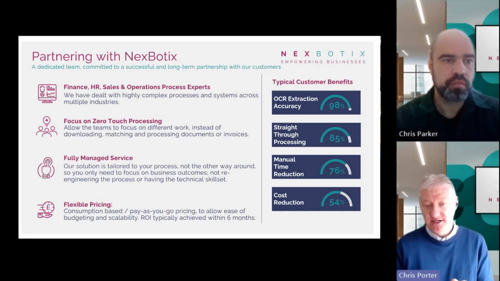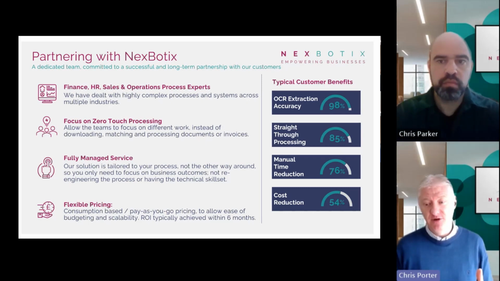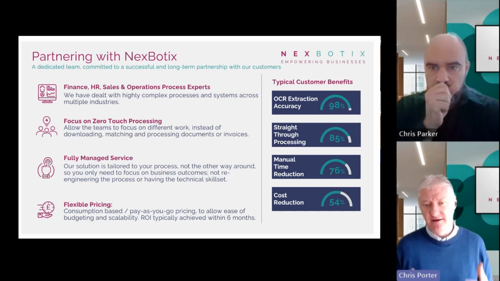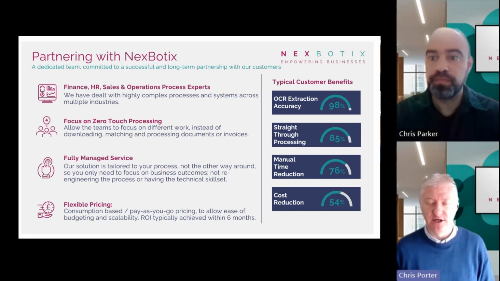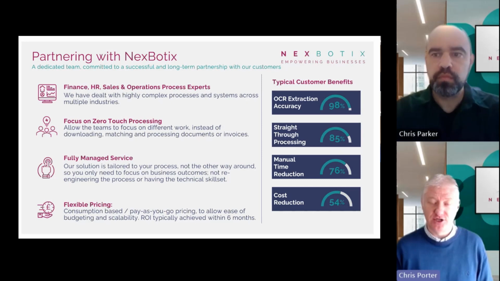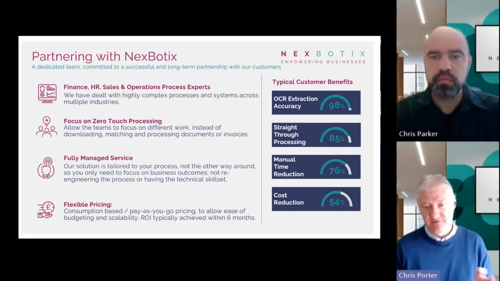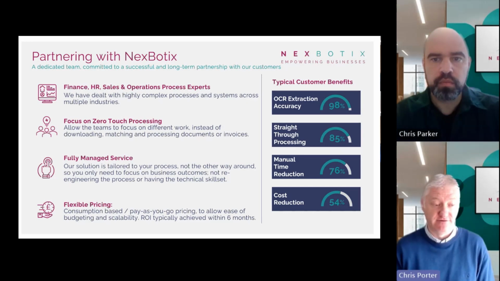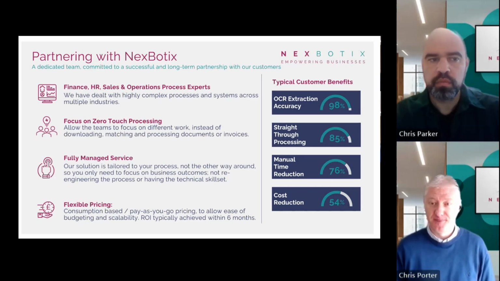And then straight through processing I've covered. But then also we see a huge amount of time reduction. So people are really freed up, move that boring, mundane work away, and are freed up to do more interesting, exciting work. And then generally speaking, again, you're looking around a 50% cost reduction once you're talking about the manual cost to run a process versus the automated cost to run a process. The benefit looks like about 50% of that. So very positive from a business case perspective.